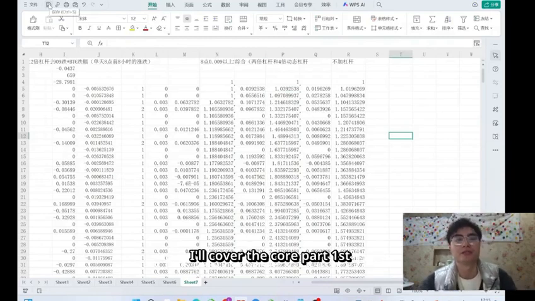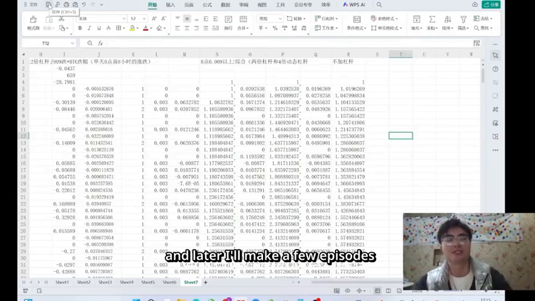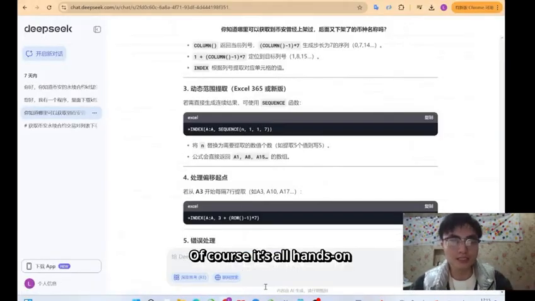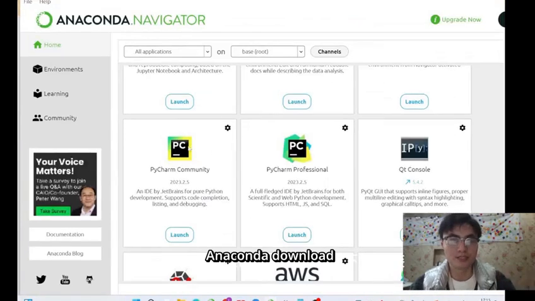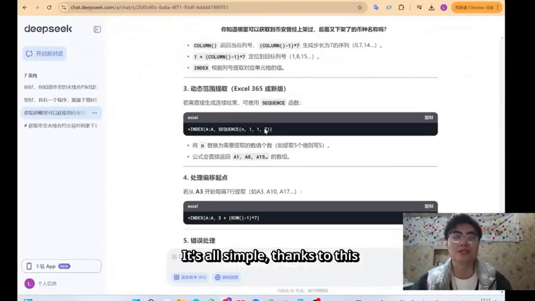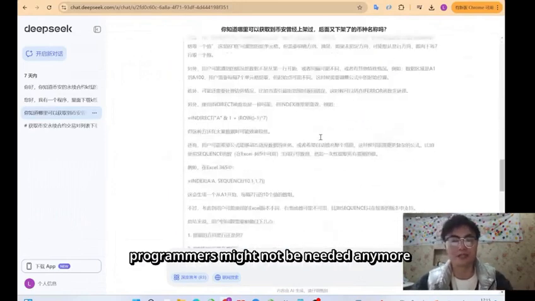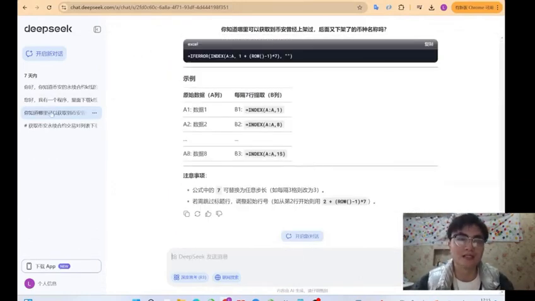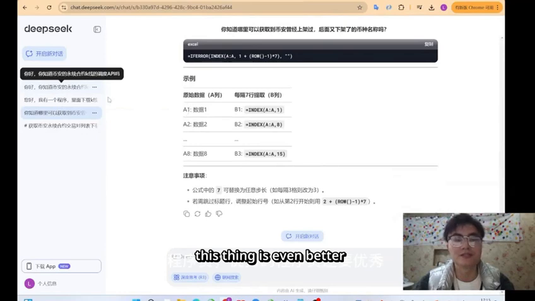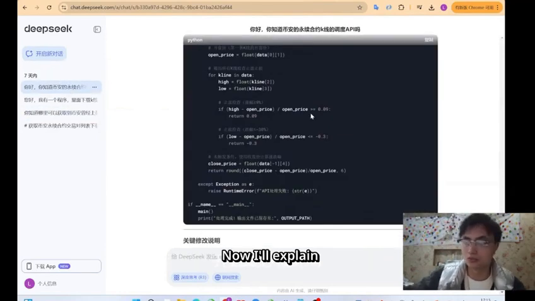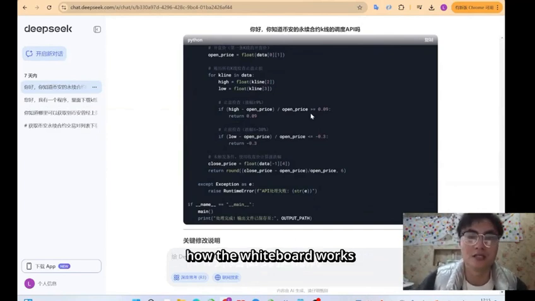I'll cover the core part first, and later I'll make a few episodes on how to code it. Of course, it's all hands-on: Anaconda download, installation, coding setup. It's all simple thanks to this. Now with this big model, programmers might not be needed anymore. Seriously, this thing is even better than top programmers. Alright, let's get started. Now I'll explain how the whiteboard works.